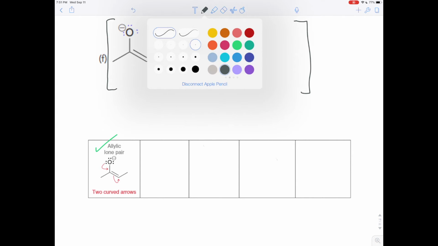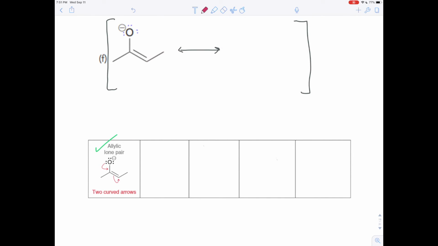All right, you don't just want to remember the pattern, you also want to remember the curved arrows that go with it. And so the curved arrows that go with allylic lone pairs is the allylic lone pair always goes toward the double bond. It goes to make another bond in the direction toward the double bond, and the pi electrons in the double bond go onto the atom in the double bond that's further from the allylic lone pair.